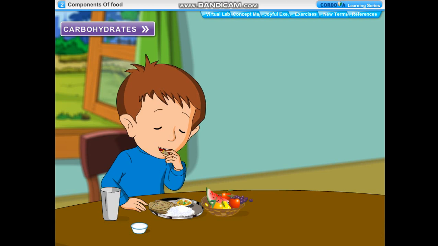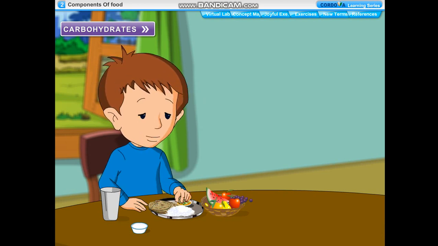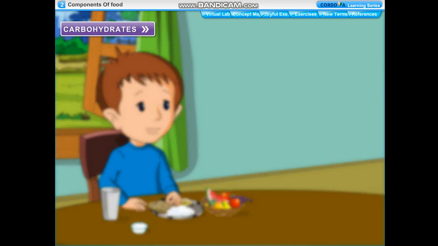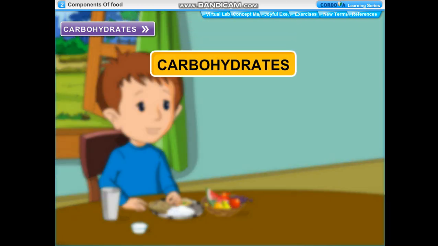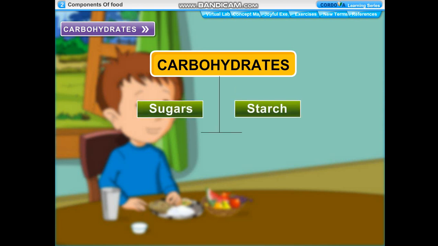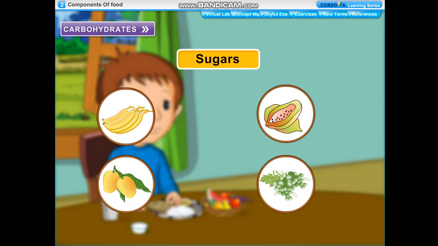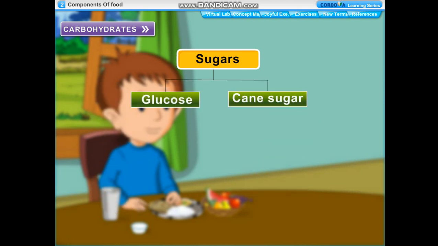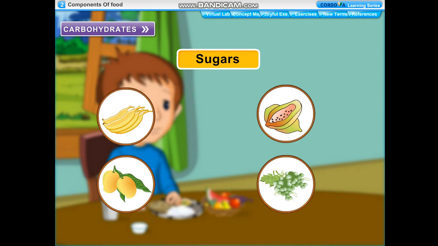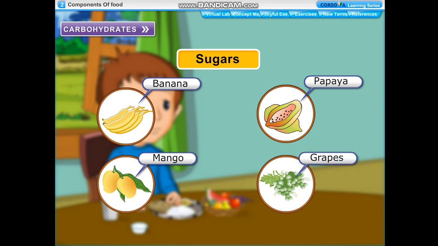Carbohydrates. Carbohydrates are the main source of energy for our body. Therefore, carbohydrates are called energy-giving foods. There are many types of carbohydrates. The main two types are sugars and starch. Sugars. Sugars are simple carbohydrates that have a sweet taste. The main sources of sugar in our food are glucose, cane sugar, commonly called sugar, and fruits such as banana, papaya, mango, and grapes.